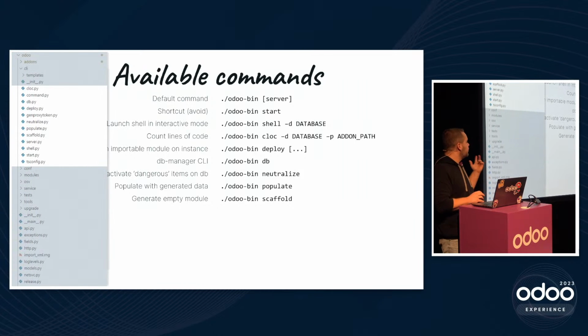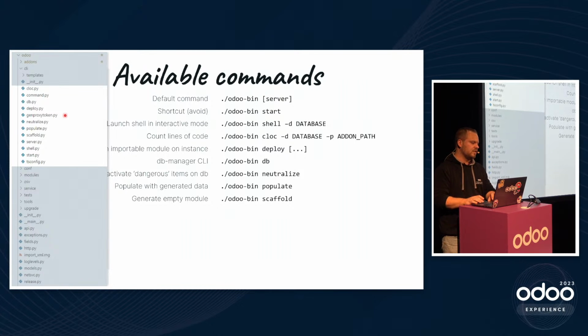All these live in the source code. Yeah, that's more or less readable. Perfect. In the CLI module of the Odoo source code, you have all these commands here. There are two commands I didn't talk about at all, and that I will not talk about at all today.